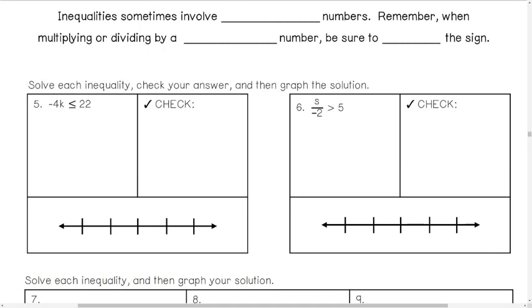Inequalities sometimes involve negative numbers. Remember that multiplying and dividing by negative numbers, if you multiply by them or divide by them, you must flip or switch the inequality sign. So if we take that information, I can go ahead and start on number 5, and at the very beginning I notice, hey, this variable is being multiplied by a negative. I know I have to follow this step for step 3 in our steps.